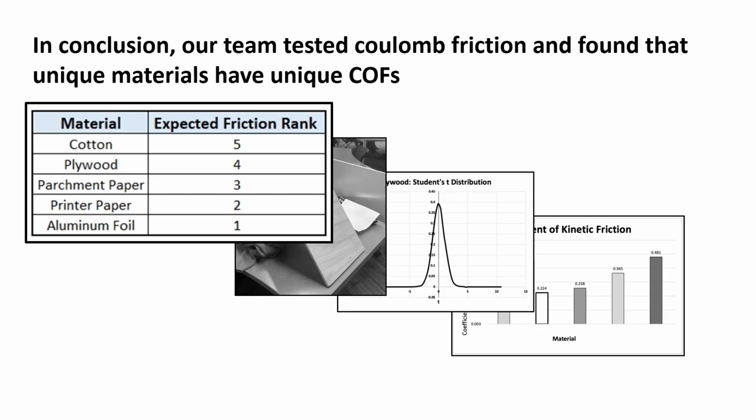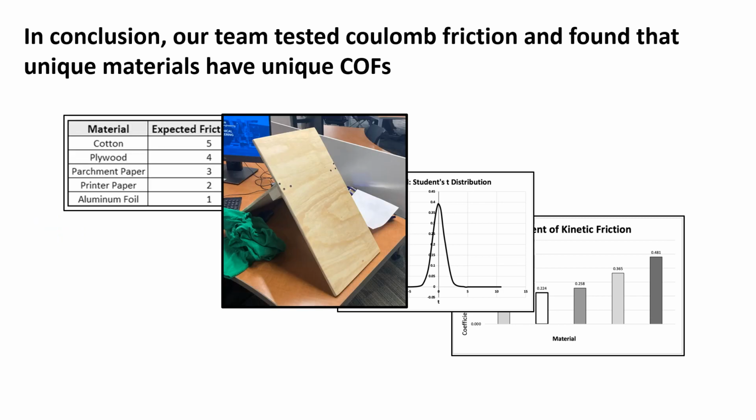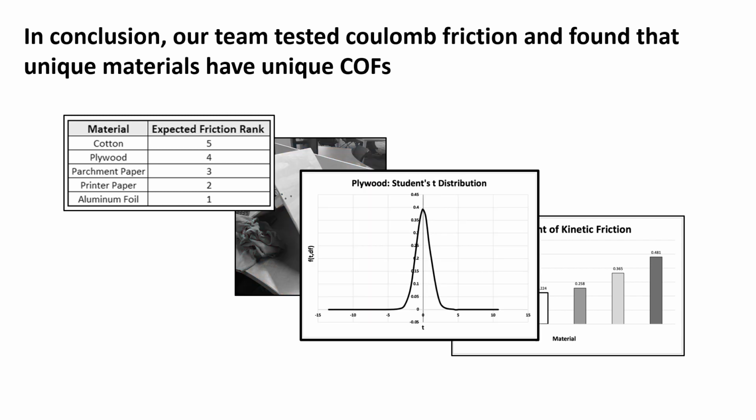In conclusion, our team hypothesized that unique materials have unique coefficients of friction. We predicted that cotton would be the highest friction material and that aluminum foil would be the lowest friction material. To test our hypothesis, our team constructed a ramp with a 49.5 degree angle, and then we covered the ramp with the material in question and slid an iPhone down the ramp. Using MATLAB Mobile, we finally collected data and exported it to Excel.